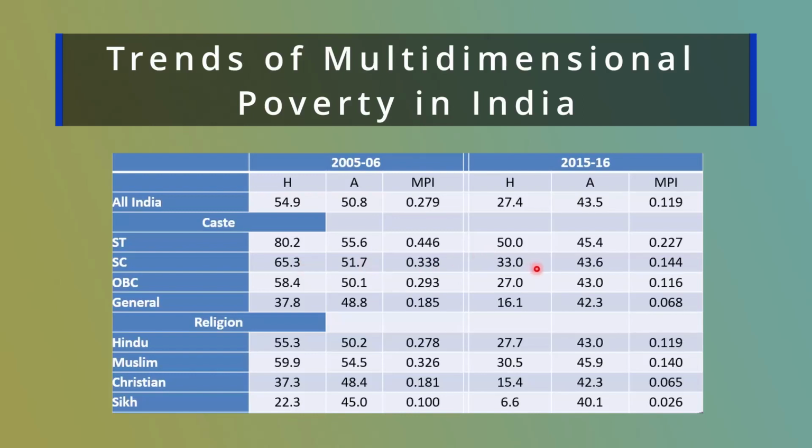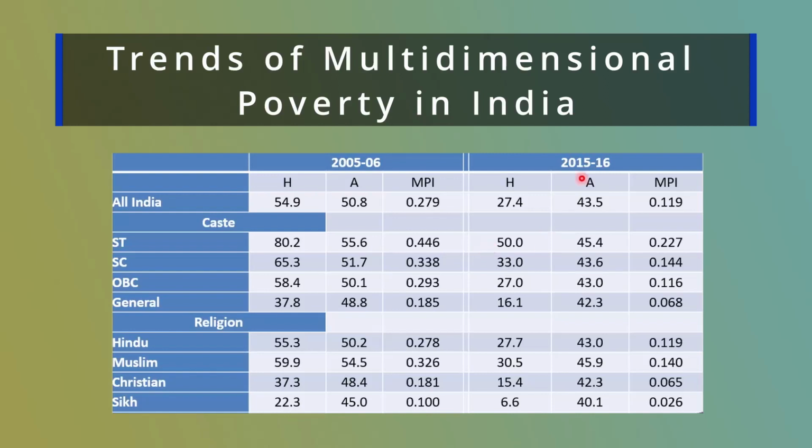In case of SC, the multidimensional headcount ratio was 65.3% in 2005-6, which also decreased to 33% in 2015-16. Similarly, the multidimensional headcount ratio also decreased for OBC and general caste people during this period. In case of general caste people, the multidimensional headcount ratio was relatively low, 37.8%, which decreased to 16.1%. There was also evidence of the reduction of the multidimensional intensity of poverty as well as the multidimensional poverty index.